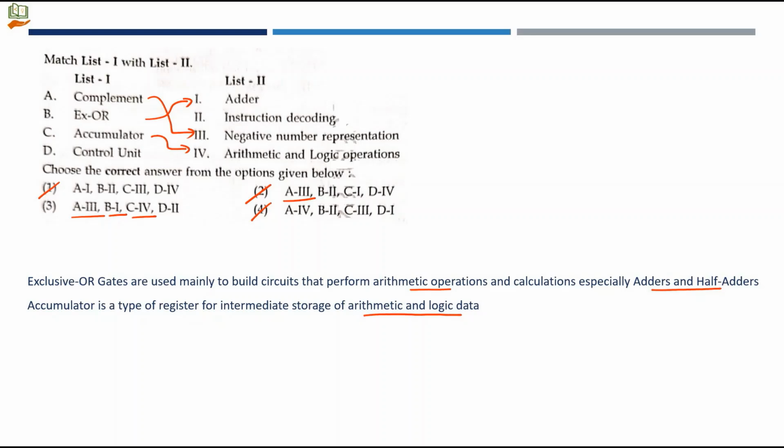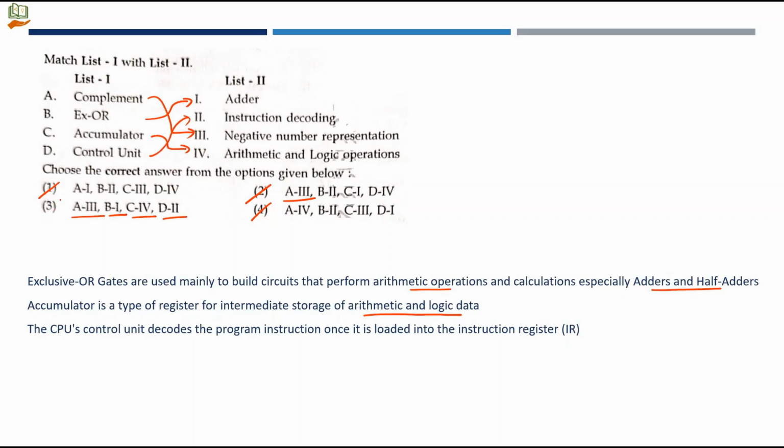What about the control unit? The CPU's control unit decodes the program instruction once it is loaded into the instruction register. So decoding work is done by the control unit. D is mapping to 2. Option number 3 will be the right answer. With this, we are completing Unit 2 solutions.